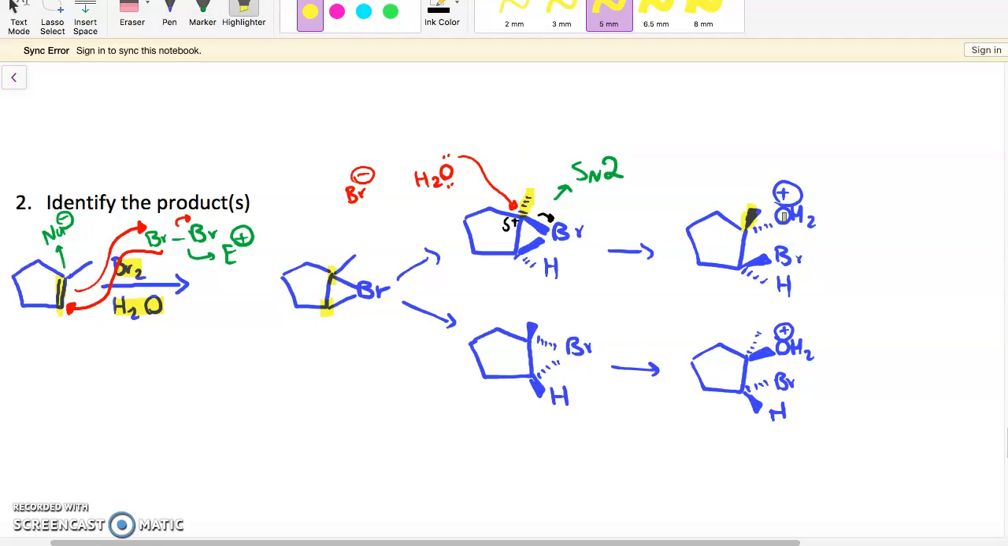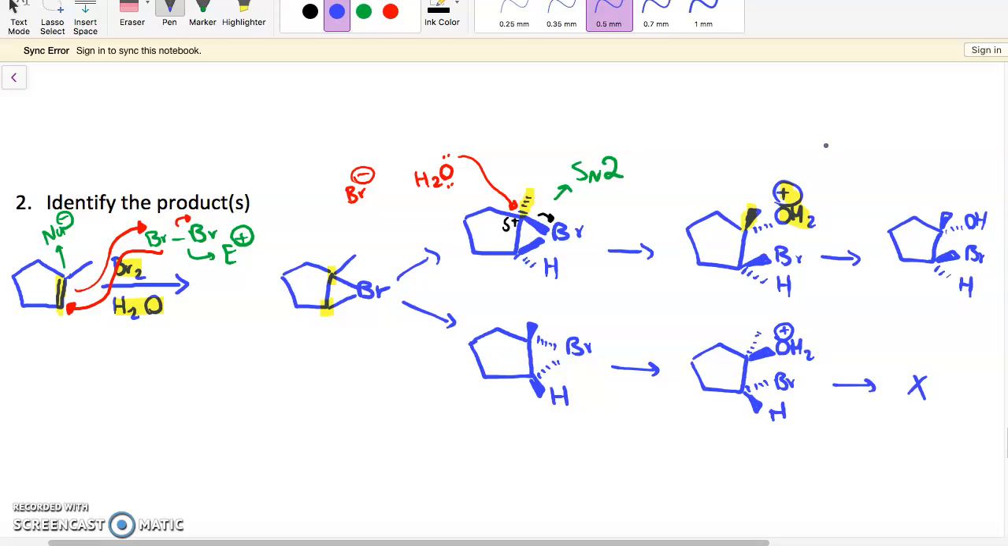And last step, every time you see an OH2 plus, it's not really stable, so it can either deprotonate or leave as the leaving group. In this case, it's just going to get deprotonated. So that would be our last step, OH, Br, H, and then same thing here. So just so you know, a base is just going to grab off that hydrogen.